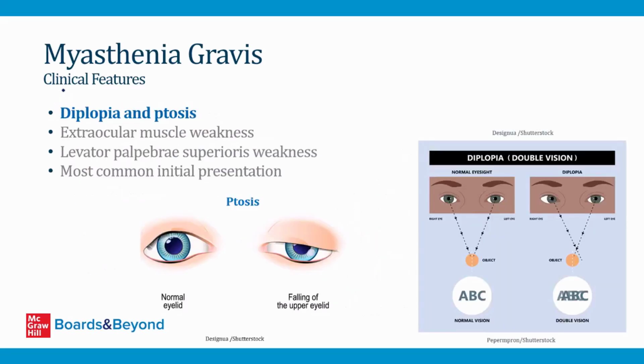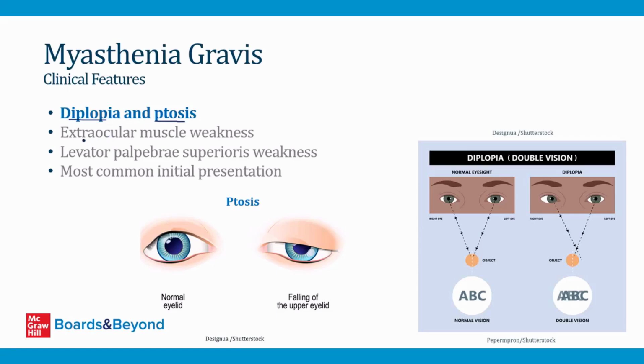Okay, so now let's talk about what happens in specific muscles throughout the body because of muscle fatigability in myasthenia gravis. And we'll start by focusing on the eyes. So two classic features of myasthenia gravis, this is often how the condition presents, are diplopia and ptosis. Diplopia means double vision, ptosis means drooping of the eyelid.